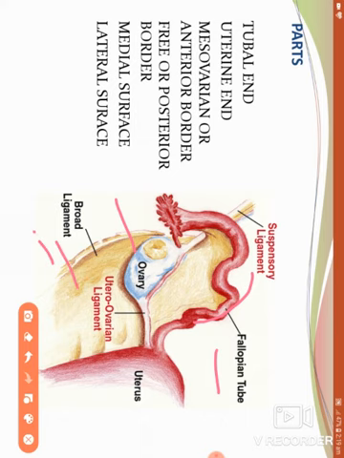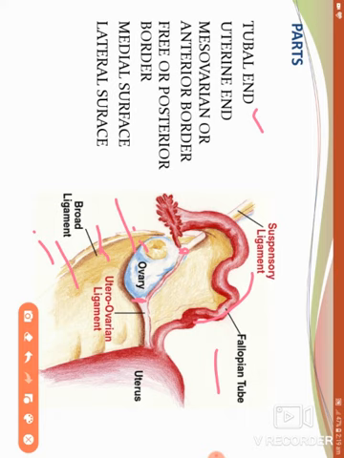Okay, this is a broad ligament. Posterior layer of the broad ligament, you can see the ovary. See, it has two ends. This is the upper end, this is the lower end. This upper end is also called the tubal end, where the uterine tube attaches.